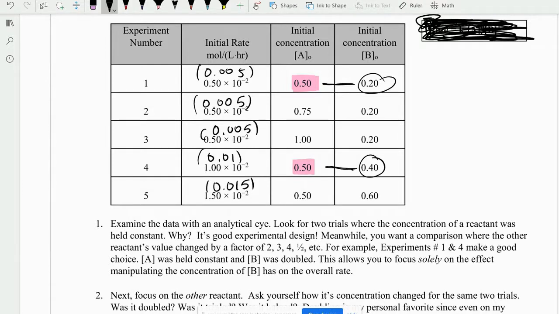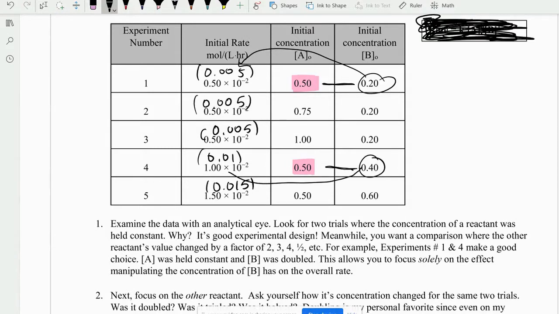Now, the last thing that you need to do is go and look at the rate. So what happened to the rate? Well, when we doubled B, it went from 0.005 molarity over hours to, in trial 4, when it was doubled, 0.01 molarity over hours. So wouldn't you agree that when we held concentration A constant and B doubled, the rate doubled?